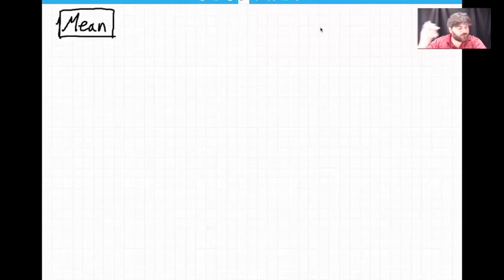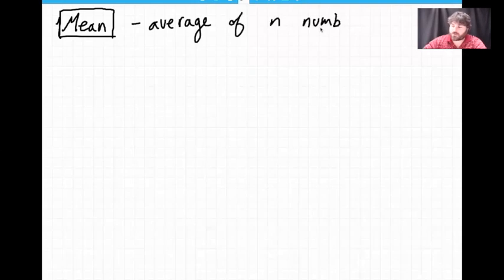So we're going to start off with the mean, okay? You probably all know this, but the mean is the average of n numbers. We say n is the number of those numbers. So it could be the average of 10 numbers. In that case, n would be 10. Could be the average of 20 numbers. In that case, n would be 20. So n is the number of numbers that we're averaging, okay?